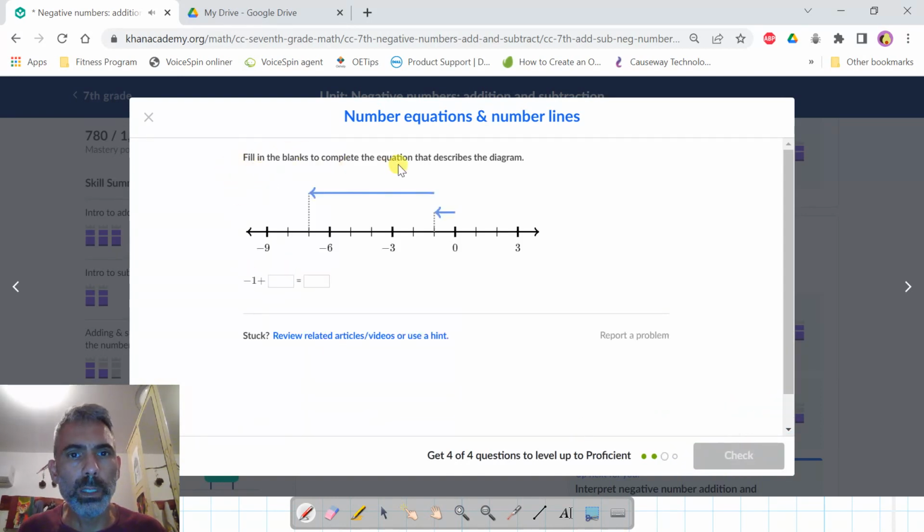Fill in the blanks to complete the equation that describes the diagram. Okay, so the first leg of the journey is taking 1 step to the left, so we begin at -1. Then we add another 1, 2, 3, 4, 5, 6 steps to the left. So we add another 6 negative steps. So we end up at -7.